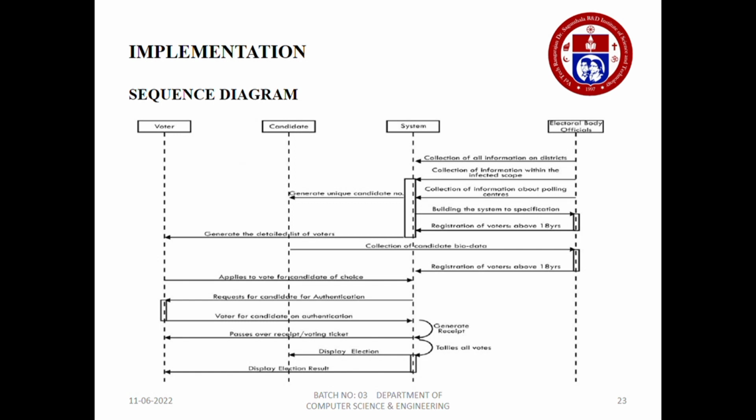The system will generate a unique candidate number, generate a detailed list of the voters, request the candidates for authentication, display elections and display election results. Candidates will register their party with the help of the system. Voters can vote for the candidates by their choice.